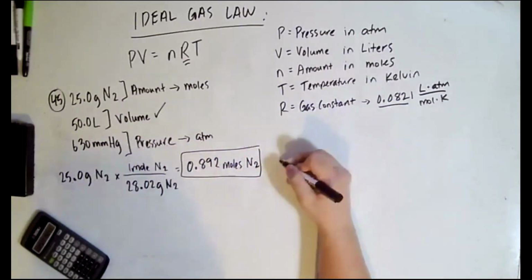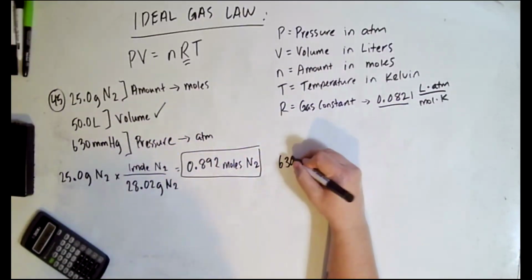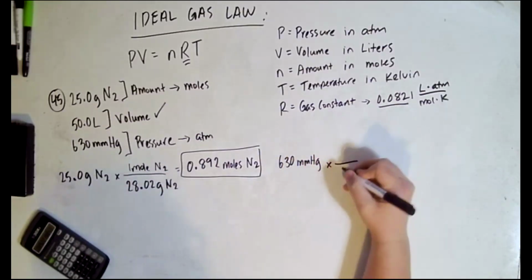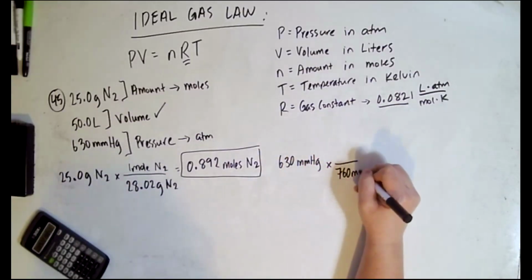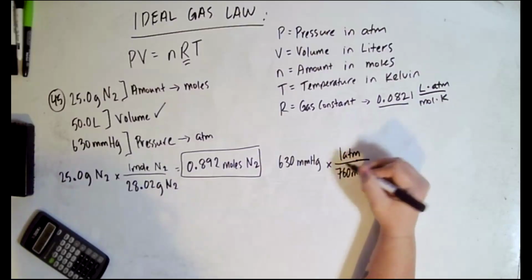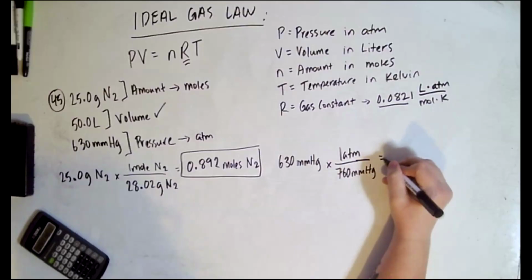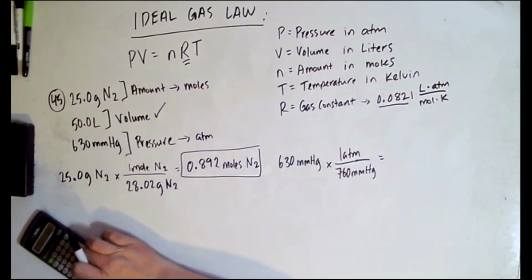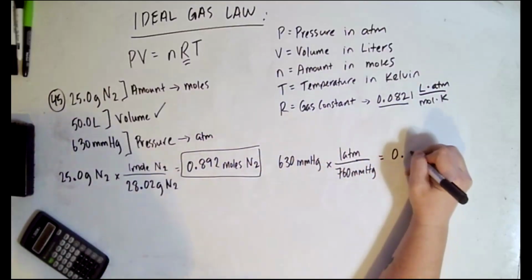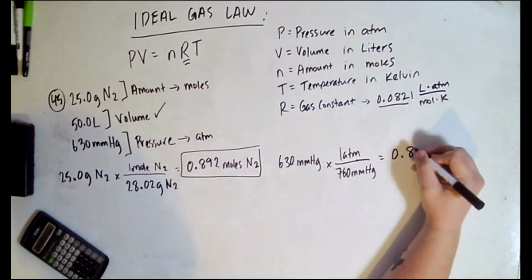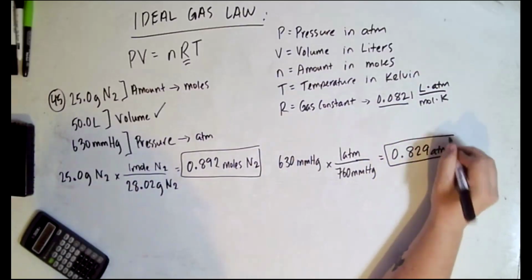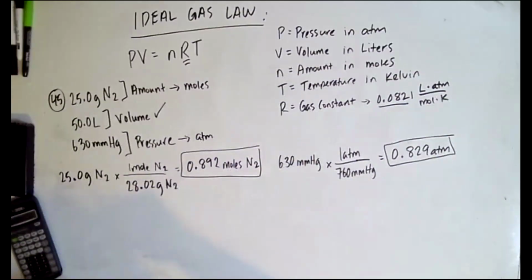For our pressure, 630 millimeters of mercury, I need to convert that into atmosphere. There's 760 millimeters of mercury in every 1 atmosphere. And now I have a pressure value that I can use in my ideal gas law.